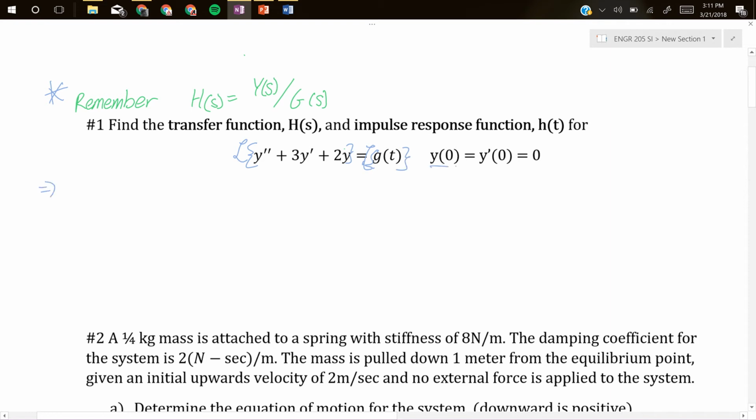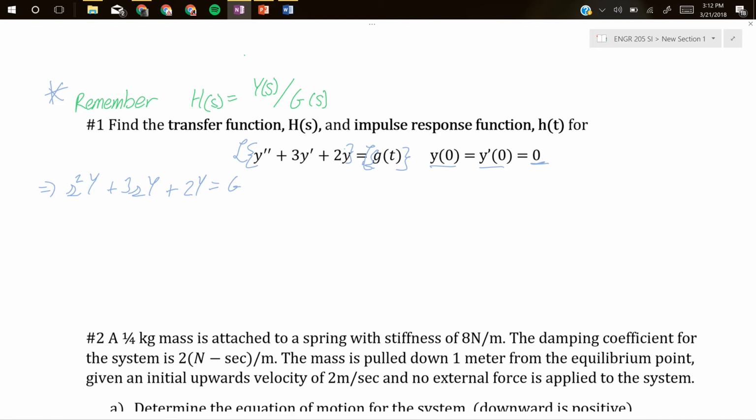And since our y(0) and our y'(0) are both equal to 0, we don't have to worry about the other terms that come with taking the Laplace of y double prime, y prime, and y. We can just take the term that is just the capital Y. So for the first term, we'll just get s squared capital Y plus 3s capital Y plus 2 capital Y equals G. And if you want, you can put (s) in parentheses. I just don't like to put it down because it's extra writing.